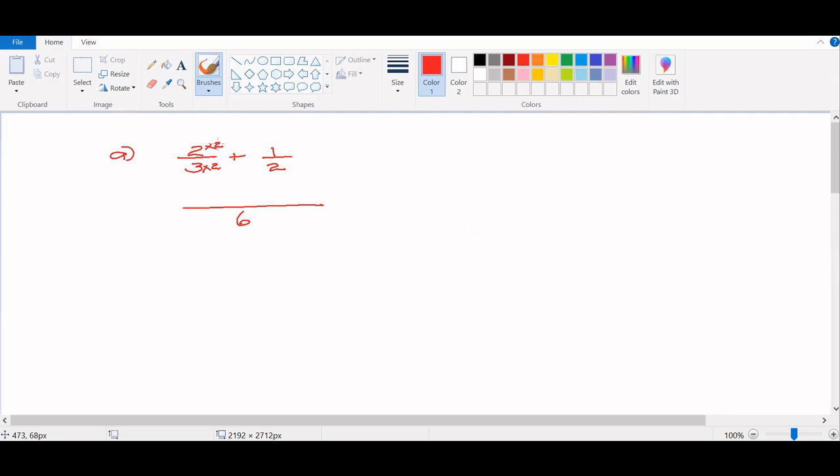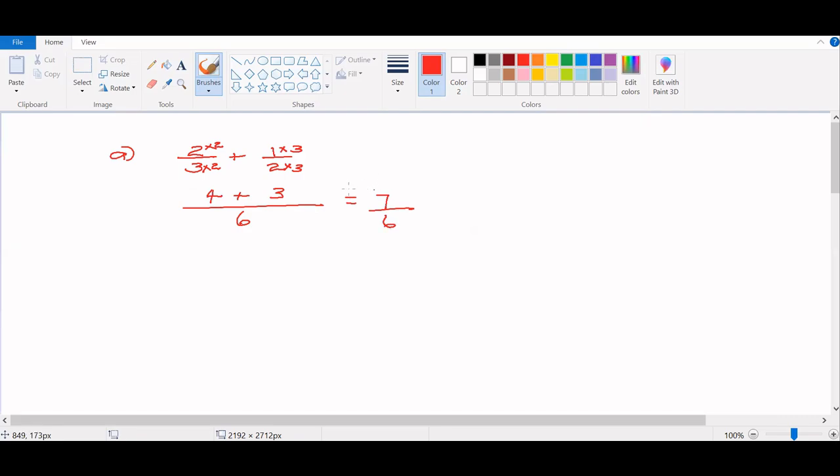So I must also multiply the numerator by 2. So 2 2s are 4. Plus, in order to get 6 in this denominator, I must multiply it by 3. So I'm also going to multiply the top by 3. So I get 7 over 6.